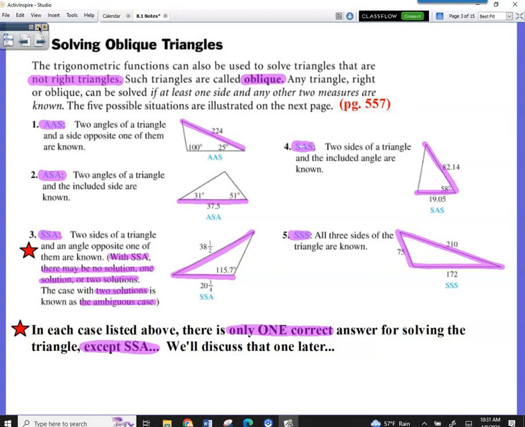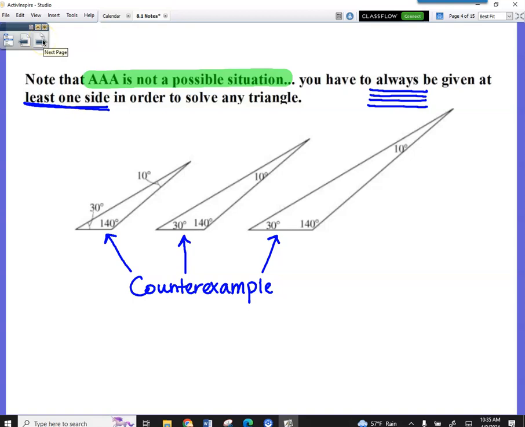Then there's side, angle, side, and then side, side, side. Okay, what scenario do you notice is not up there of letters? Angle, angle, angle. So basically there's no AAA roadside service, okay? And this slide is letting you know the reason why there's not.